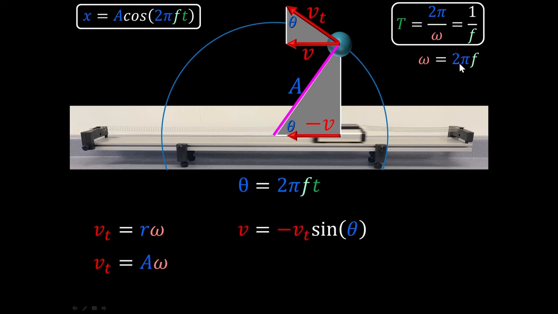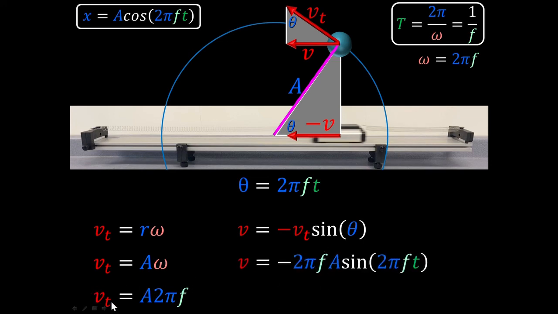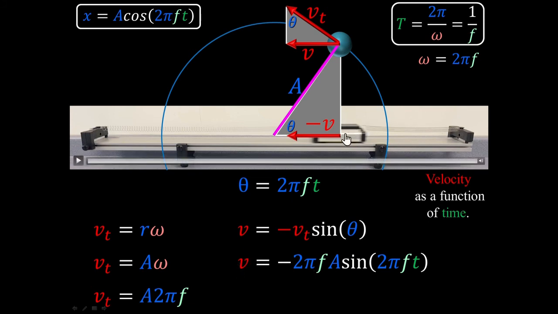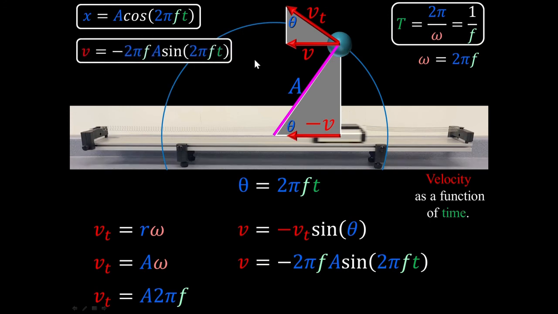Remember that the angular velocity is 2 pi f, so we're plugging in 2 pi f for the angular velocity. I'm going to move that A over to this side and substitute in for tangential velocity. I'm going to put the 2 pi fA there, and I'm going to substitute in for the angle 2 pi ft, which we've already shown. So we now have velocity as a function of time. We can predict what the velocity of this cart is because it's just the horizontal component of this thing moving in circular motion. So there we have that.